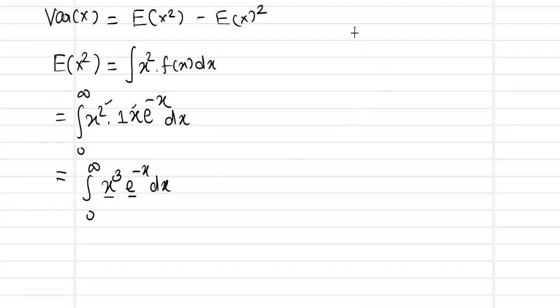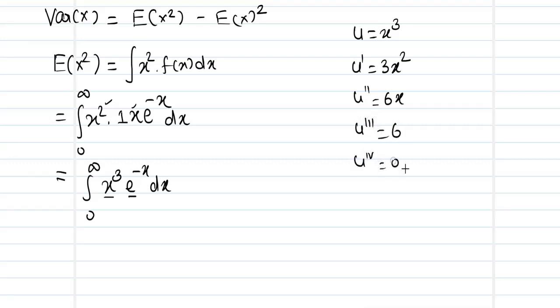So what you will have to do is fix u as algebraic, u equal to x cube. So the first derivative will be 3x square. The second derivative will be 6x. The third derivative will be equal to 6. And what will happen to the fourth derivative? The fourth derivative will become equal to 0. So you will stop the process over here. And how about dv? dv will be e power minus x dx.